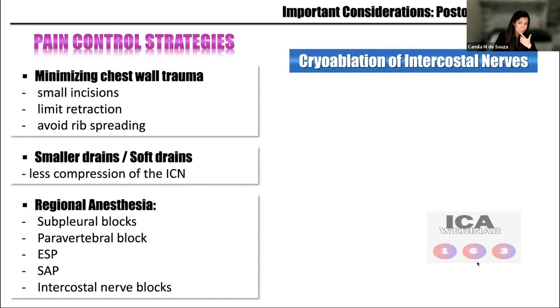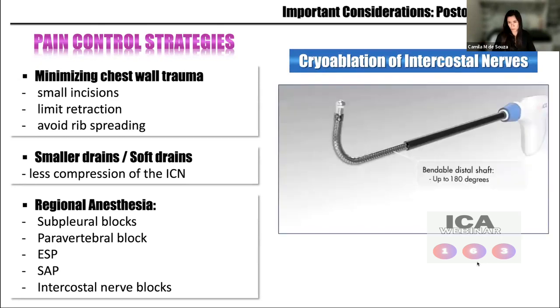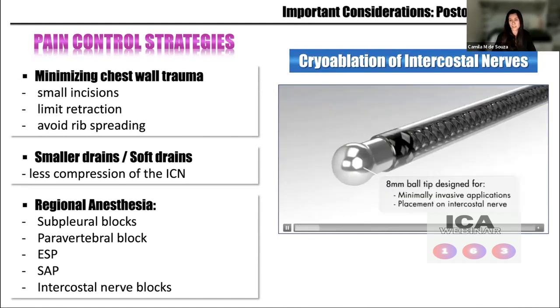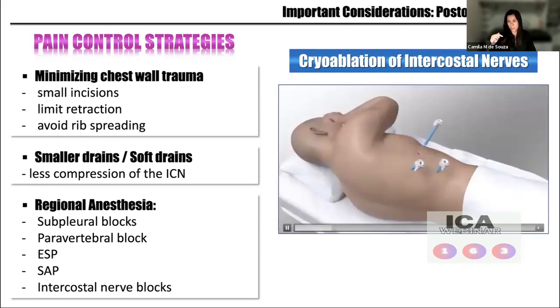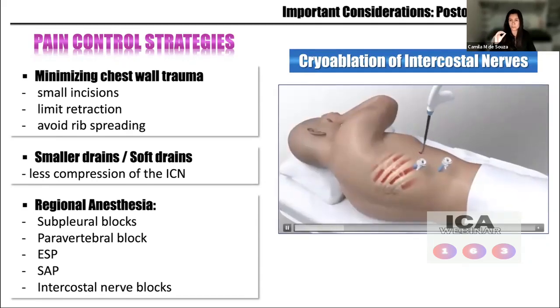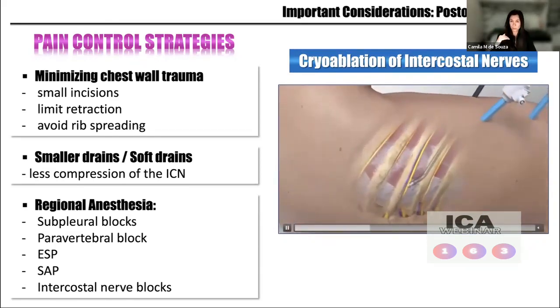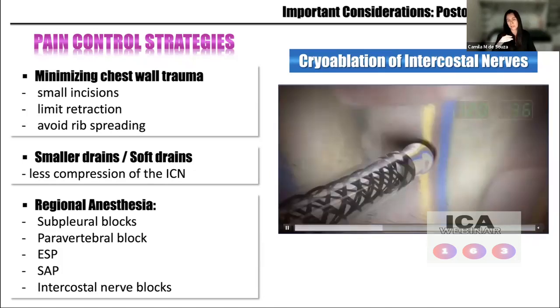And more recently, there's this new technique that's becoming increasingly popular amongst our surgeons, the cryoablation of intercostal nerves. The surgeons will use a disposable probe, which is inserted through one of the chest incisions to actually freeze the intercostal nerves on multiple levels above and below the main chest wall incision. This technique is known as cryoneurolysis.